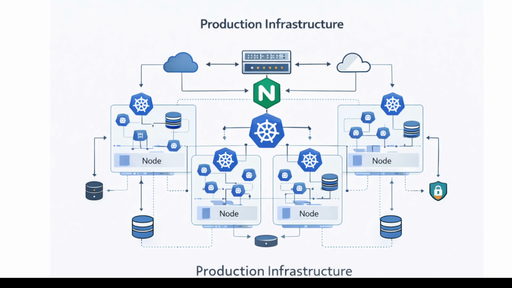So what is Kubernetes actually? Kubernetes is an infrastructure orchestrator. It manages containers, scaling, networking, failover, and production resilience. Kubernetes assumes your architecture is already correct.